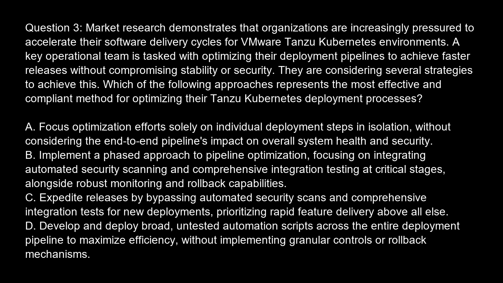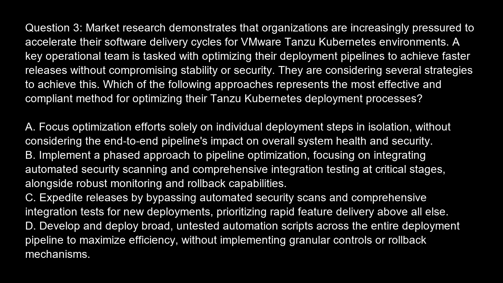Option A. Focus optimization efforts solely on individual deployment steps in isolation, without considering the end-to-end pipeline's impact on overall system health and security. Option B. Implement a phased approach to pipeline optimization, focusing on integrating automated security scanning and comprehensive integration testing at critical stages, alongside robust monitoring and rollback capabilities.